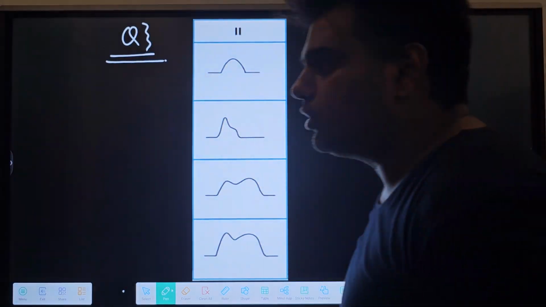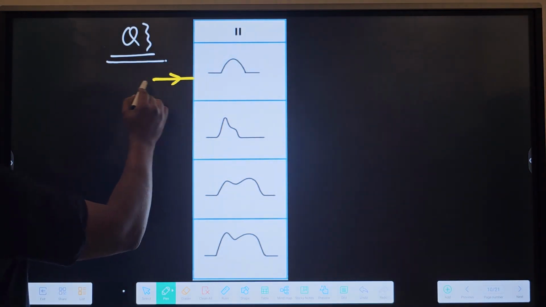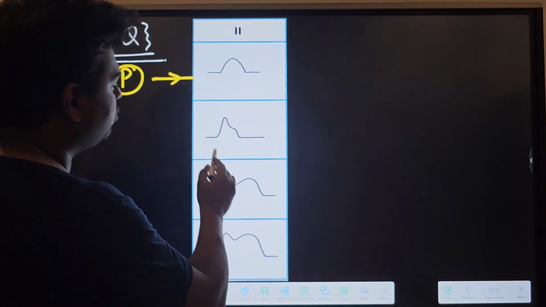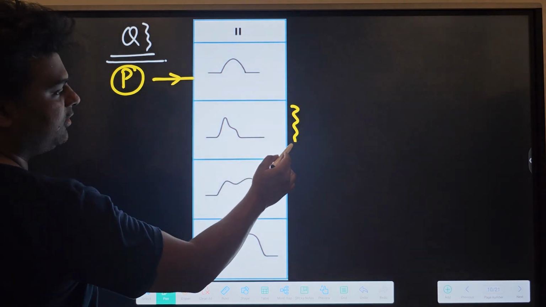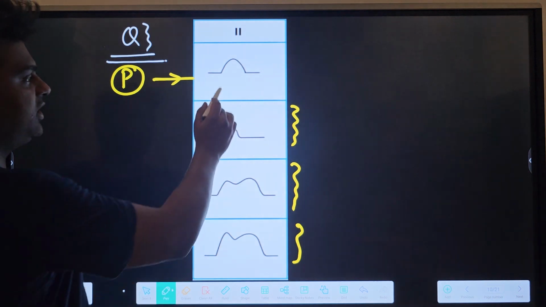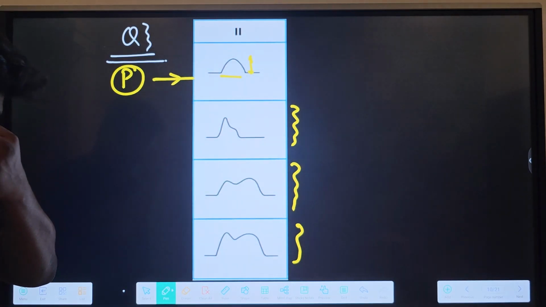Now this is a very important question. This is a normal P wave. Try to pause the video and think about the causes of this P wave, this P wave, and this P wave. You have to take this as a reference. Its width and its height have to be taken as the reference.